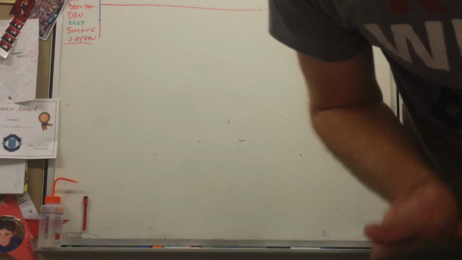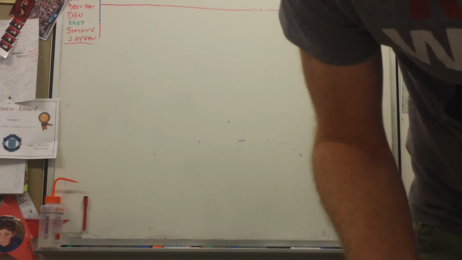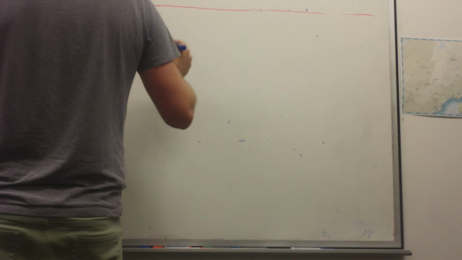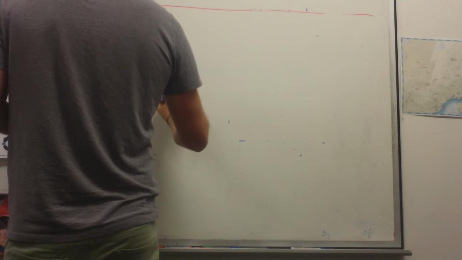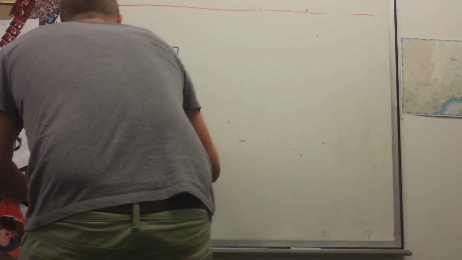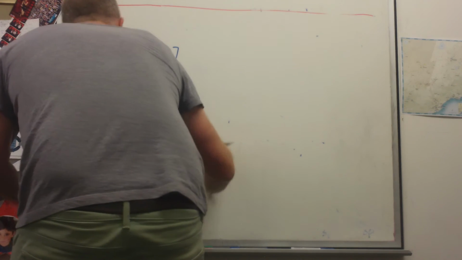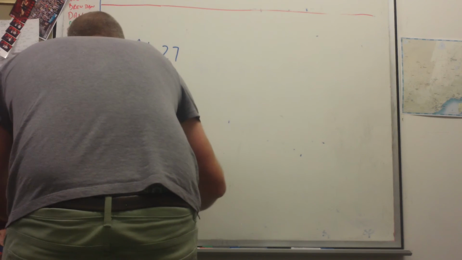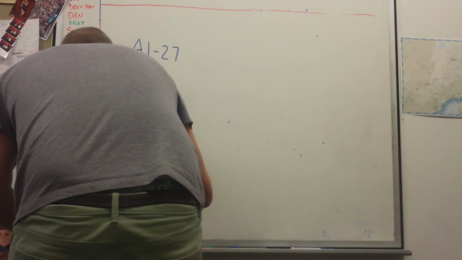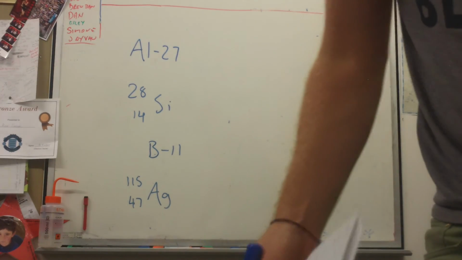Next, we're asked to give the number of protons, neutrons and electrons in the following isotopes. Aluminium 27, they're written in this specific way. Silicon 28, boron 11, and silver, Ag, 115. Okay. So, in each case we're asked for the number of protons, neutrons and electrons.